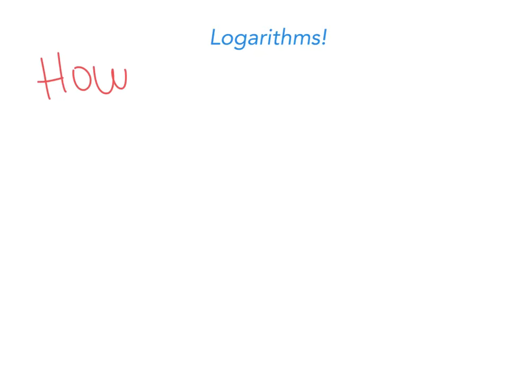Logarithms. How many 2's do we multiply to get 16?